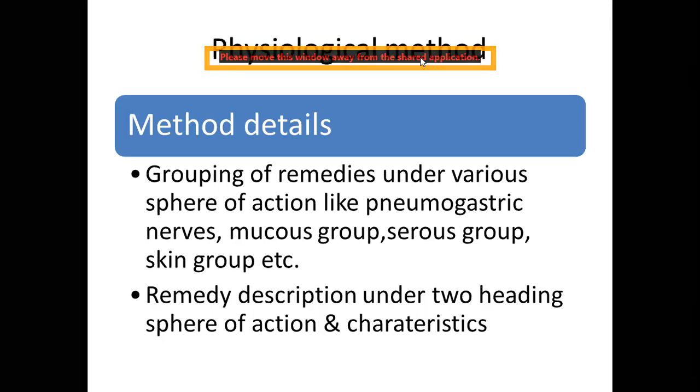And then the second part deals with the remedy description of a single medicine. And this is mainly seen under two headings. So if you open the medicine arnica, you will find there are two headings. One is the sphere of action, and below that it is the characteristics of Arnica montana. I will demonstrate this in the HomePad software, but these are the method details for the time being, you remember.